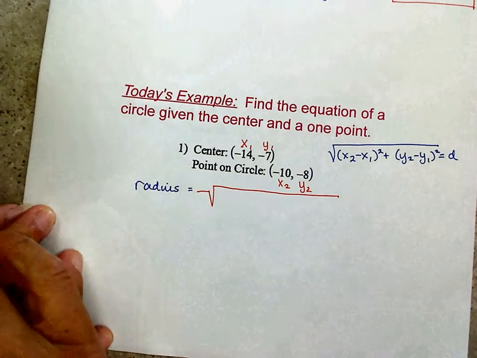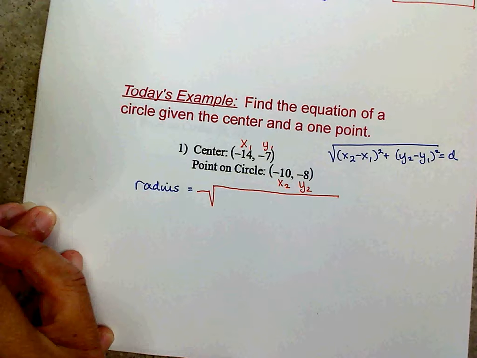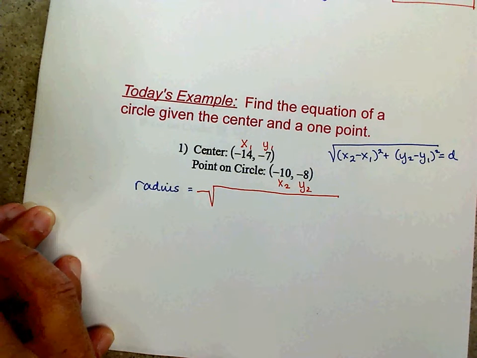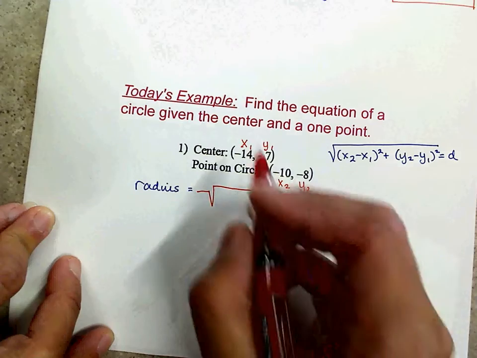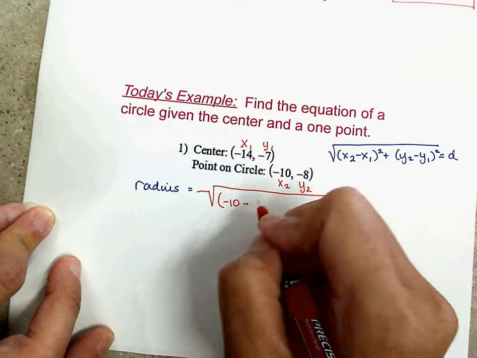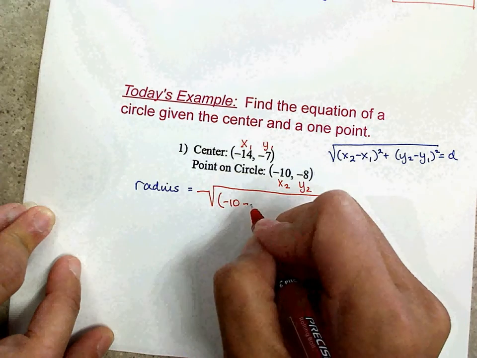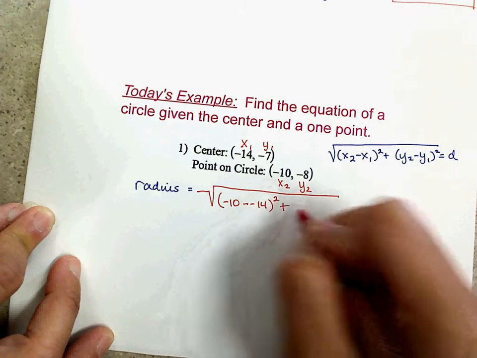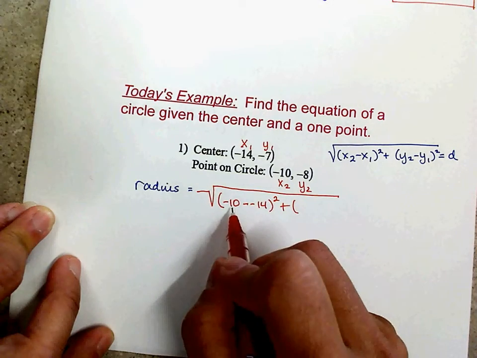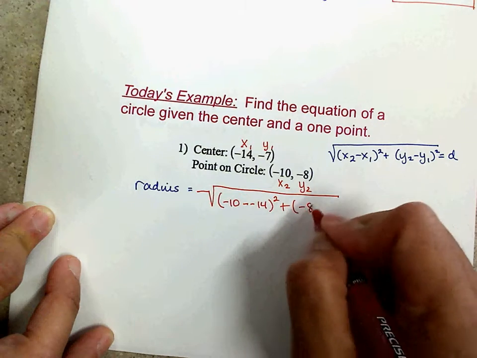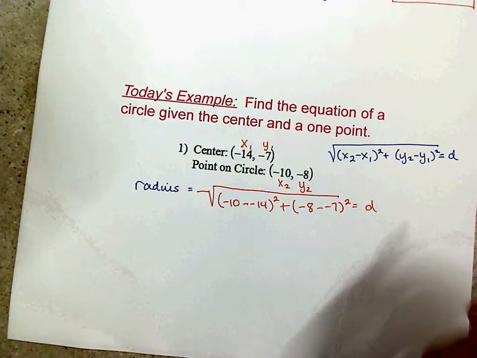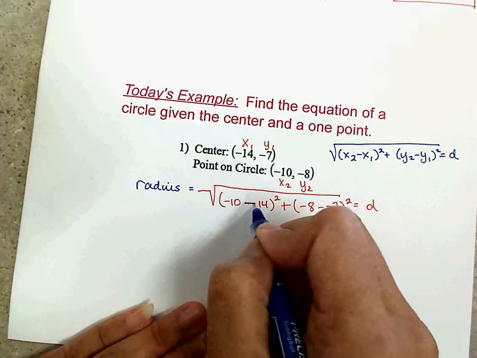I'll even let you use a decimal, but you really don't need to do a decimal, okay? Please try to simplify using radical form. It's more of an exact answer. All right, x2, negative 10, minus x1, negative, and a negative becomes a positive. You can change that later. Okay, since I did x2 first, I'm going to do y2, negative 8 minus negative 7 squared is equal to d. All right, negative, negative becomes a positive.